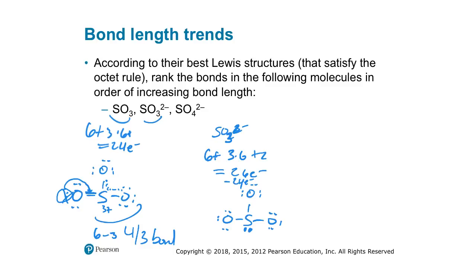We're satisfying the octet rule. So it says according to their best Lewis structures that satisfy the octet rule. So we're satisfying the octet rule with the 4/3 bond. We're satisfying the octet rule with single bonds. So that's 3 bonding pair electrons spread across the 3 bonds. So these are all single bonds.